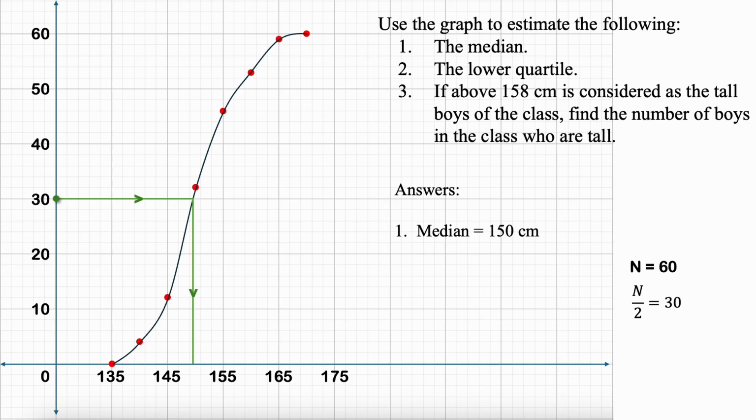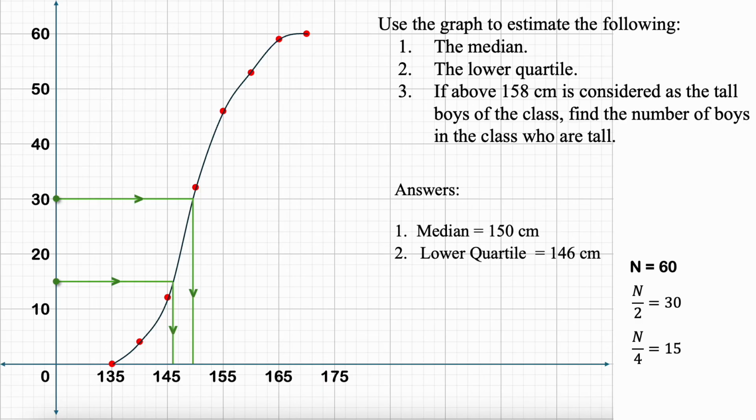Now the lower quartile means 1/4 of the data. So 1/4 of 60 gives 15. So starting from the point 15 on y-axis, going horizontally to the ogive and down to x-axis, we get lower quartile as 146 centimeter.